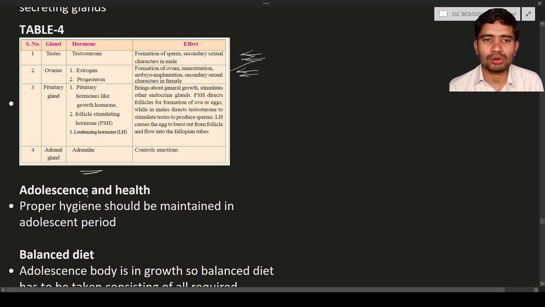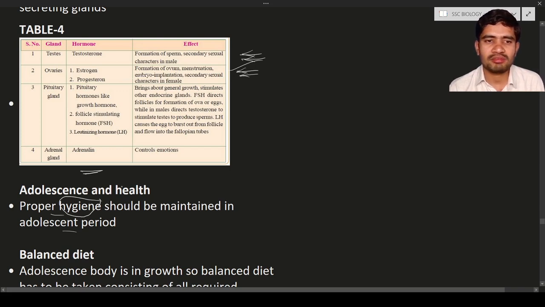Okay, next, adolescence and health. In adolescence, health is most important. So proper hygiene should be maintained. Hygiene is nothing but cleanliness of the body. So proper hygiene should be maintained in the adolescent period.